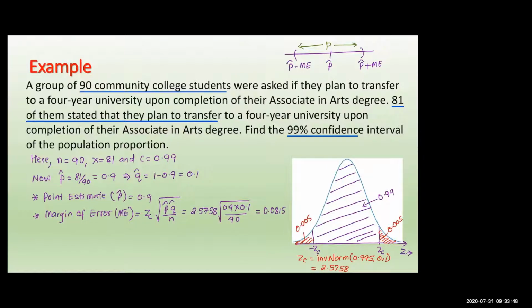So we got the point estimate, which should go in the middle, and also we got the margin of error. Once we have the point estimate and margin of error, we can add and subtract to get the endpoints of the confidence interval. So let's do that.